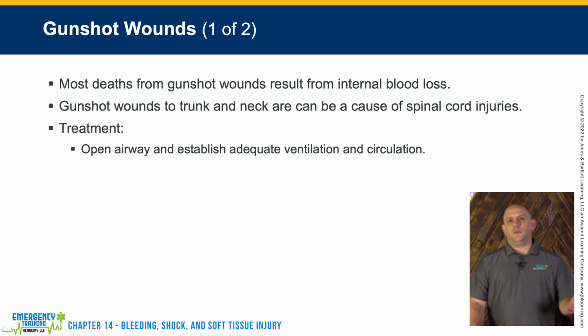Any gunshot wound that we have either to the neck or to the main part of the body, the trunk, we always run the risk of spinal cord injuries. As bullets enter the body, they can often bounce around, causing more damage and hitting those nerves, especially the nerves in the spinal cord. Our treatment for these is going to remain the same. We want to stop any external bleeding that we see as early as possible. We're going to maintain our airway, breathing, and circulation.